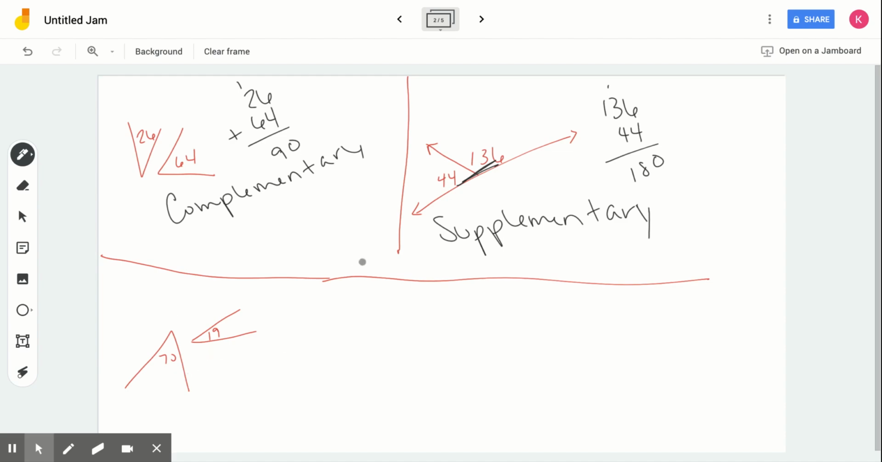So here on this last pair of angles, we have 70 and 19. When we add these together, we're going to get 89. That doesn't equal 90, and it doesn't equal 180. So this pair of angles are neither supplementary nor complementary.